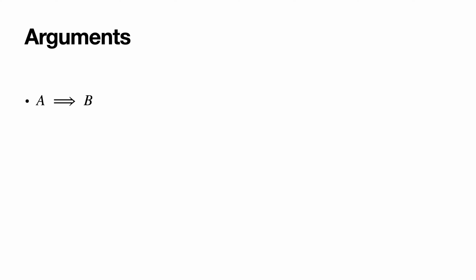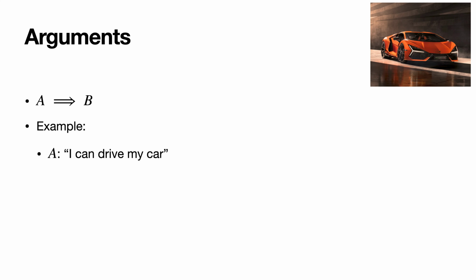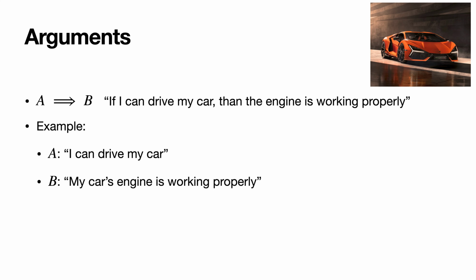Now, necessary and sufficient conditions are used to describe relationships between propositions that are linked by a conditional. So consider a proposition of the form A implies B. And as an example, you can let A be the proposition that I can drive my car and B be the proposition that my car's engine is working properly. A implies B is like saying, if I can drive my car, then the engine is working properly.